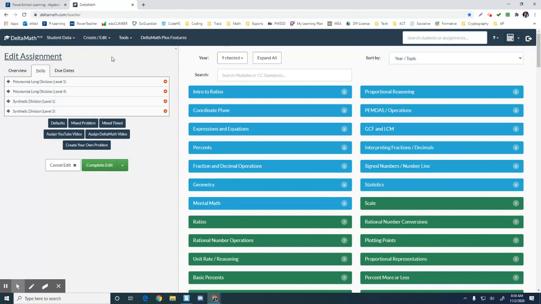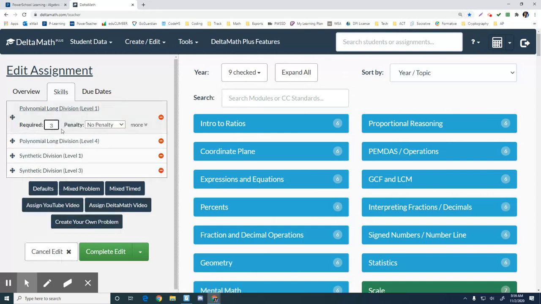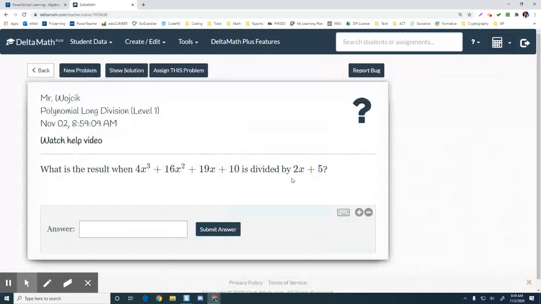I apologize. Hey everyone, I want to show you the Delta Math real quick just to help you work through these. You have 4 challenges, 2 sets of long division, 1 easy, 1 advanced, 2 sets of synthetic division, 1 basic and 1 more advanced. And when you're writing these out, you're going to have to work it out by hand.